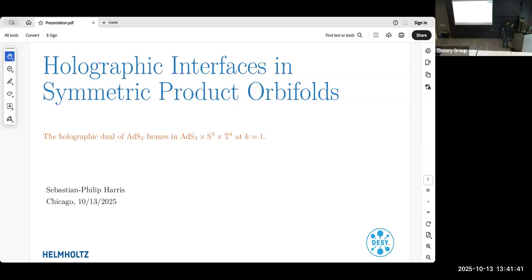works. So he might not have. Okay, everyone. Yeah, but no. So there was some technical delay, but we are ready to start. Ready to start? Yeah. Okay, today we are very happy to have Sebastian-Phillip from DESY, who's going to tell us about holographic interfaces in symmetric product orbifolds, please.